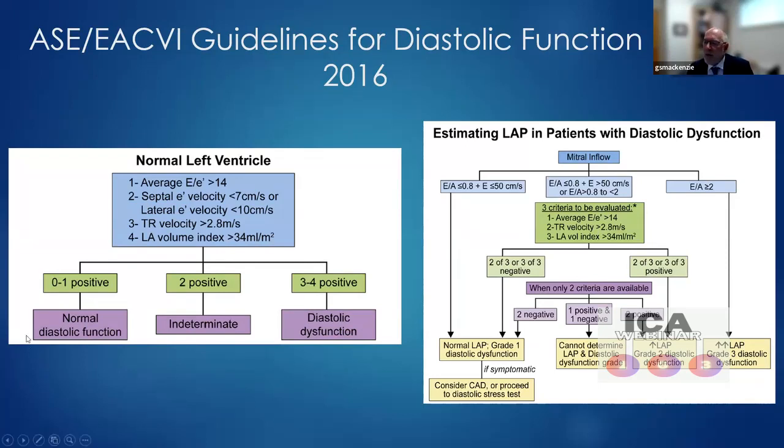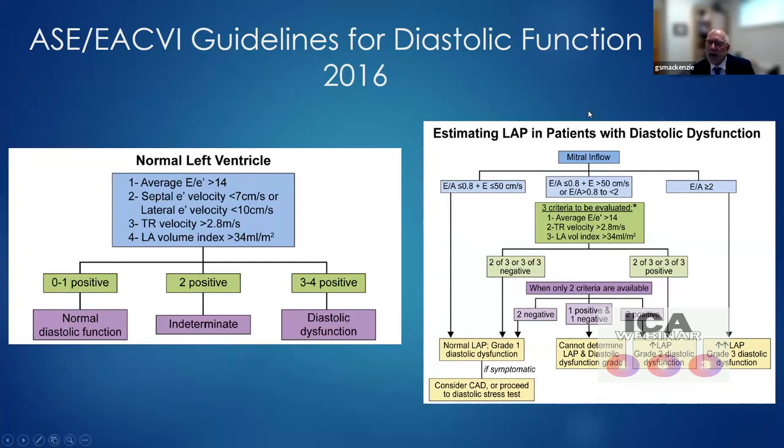Now, the first algorithm on the left-hand side of the screen here really addresses patients who have a normal ejection fraction and no evidence of heart disease to assess whether or not they actually even have diastolic dysfunction. And it analyzes the 4 parameters shown here in the blue box: average E to E prime measurement, septal and lateral E prime velocities, TR velocity, and LA volume index.